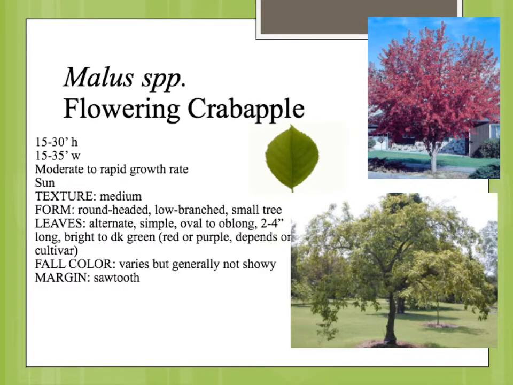Malus species is the flowering crabapple. This is a small tree, and we use the term species because we're not really specifying a species. There are so many cultivated varieties of crabapple that are kind of hybridized. There are literally hundreds of different cultivated varieties of crabapple. So we are going to just generalize and speak about them by the genus and then just say the word species.